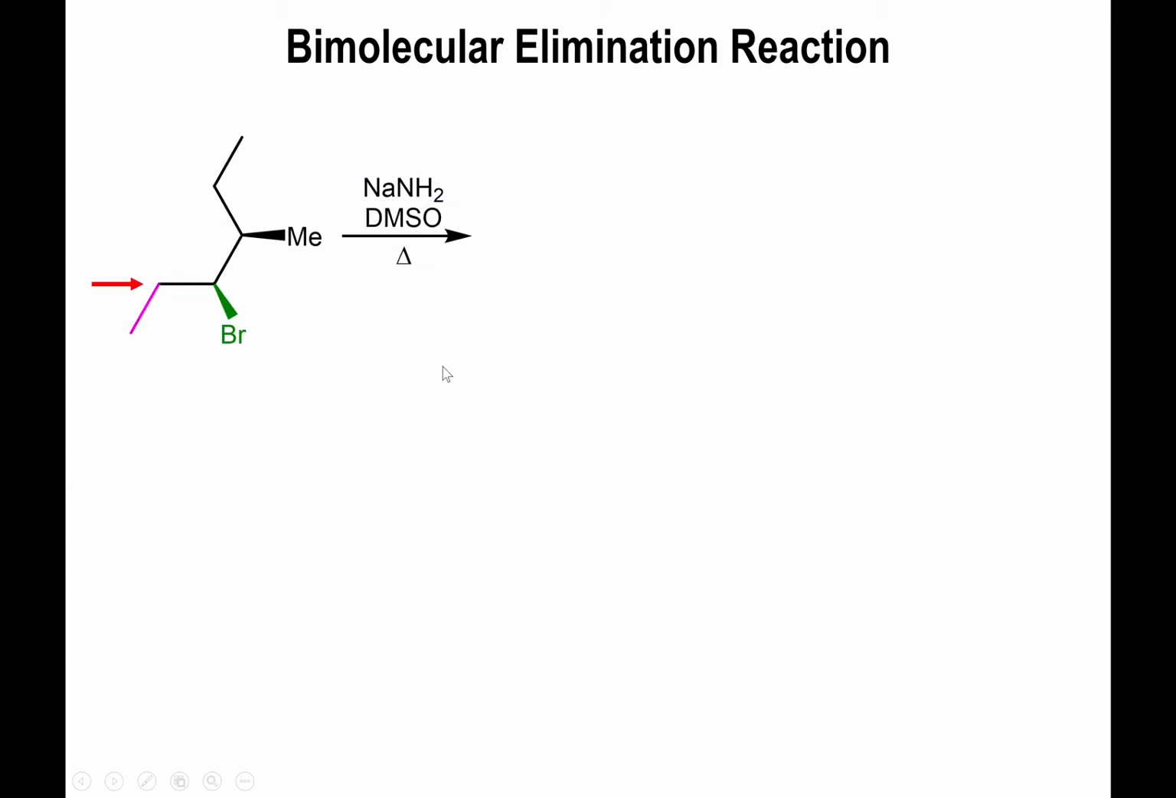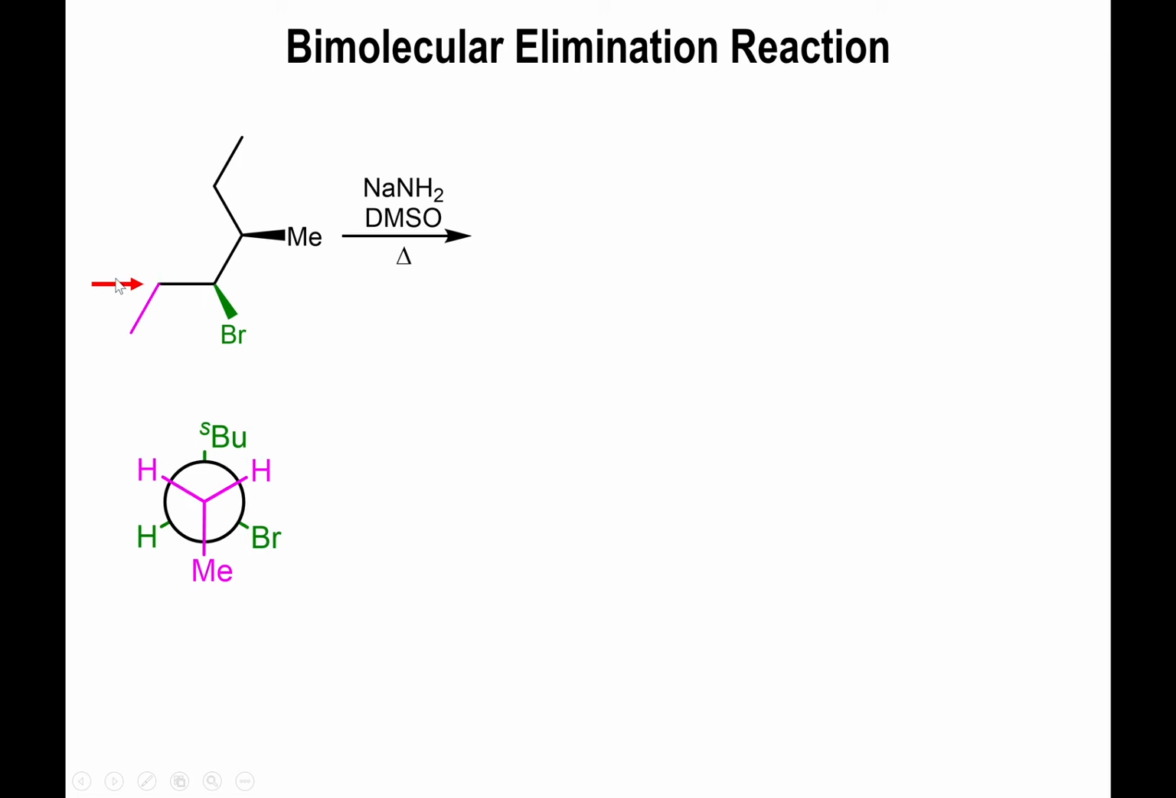anti-periplanar conformation. What that means is that the C-H bond has to line up exactly opposite of the bond of the carbon to the leaving group, so in this case, the C-Br bond. In order to really tell how that's going to look, we have to consider the two alpha hydrogens in this molecule, and specifically we have to look at the Newman projections.